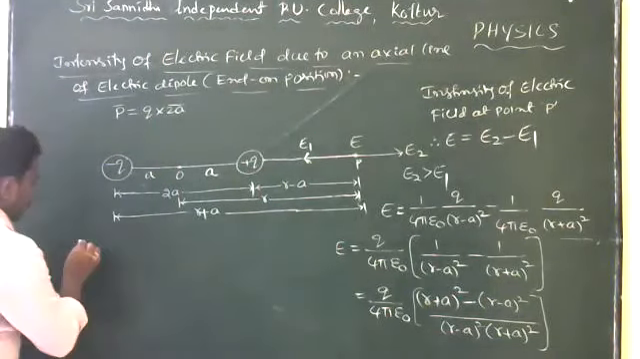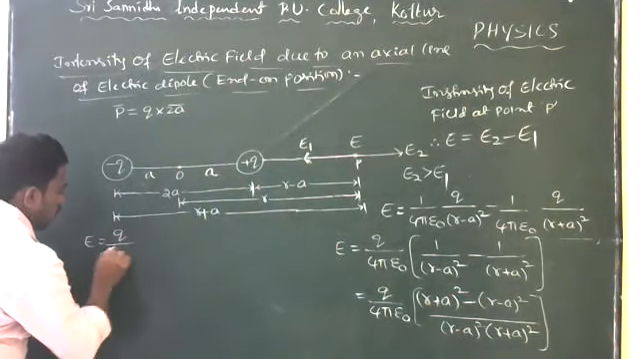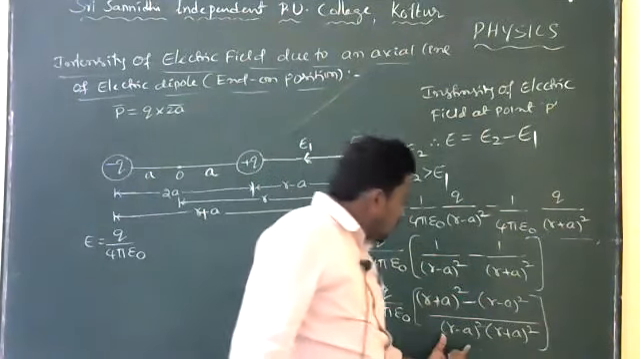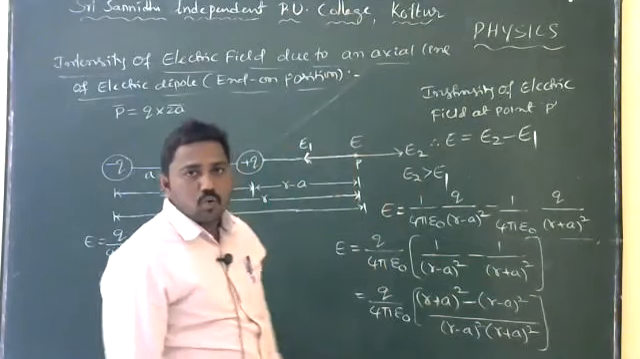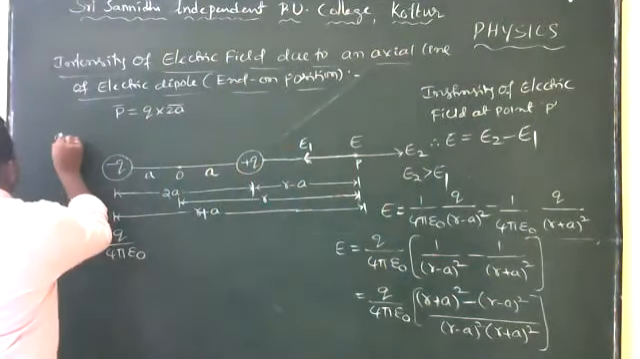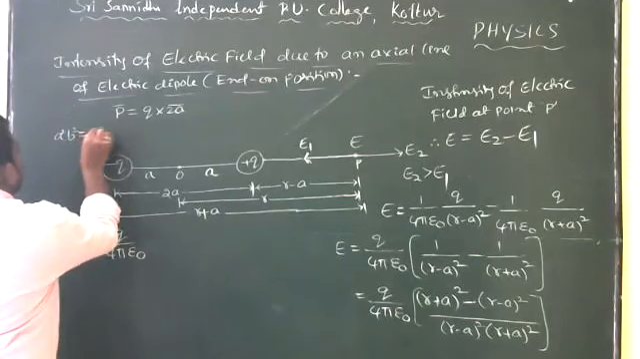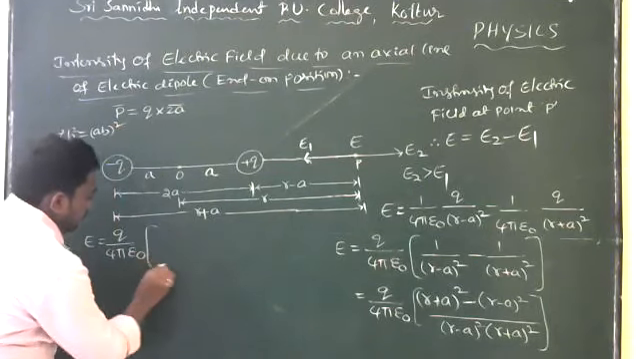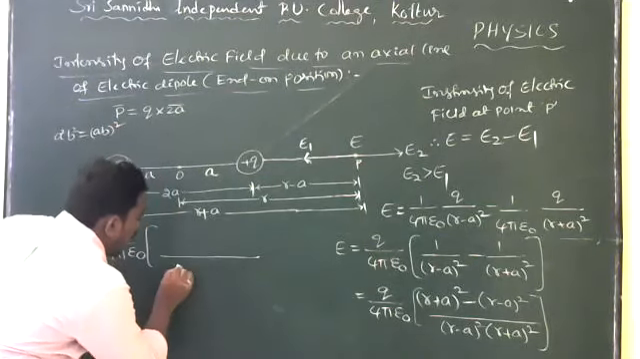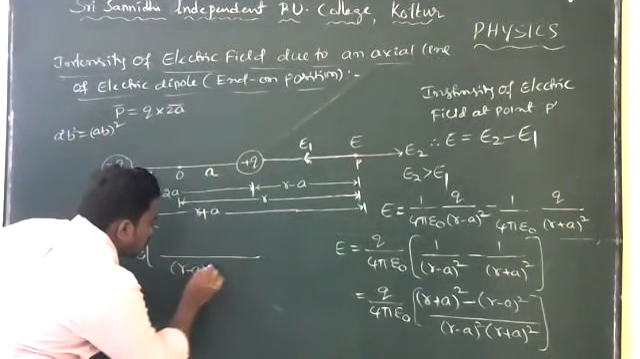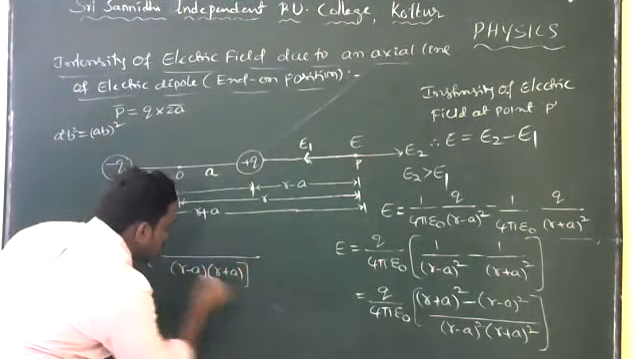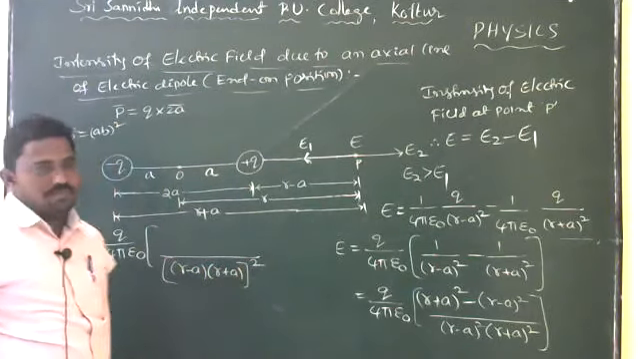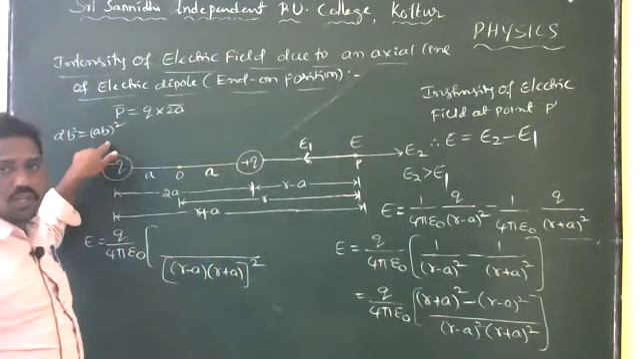So E is equal to Q by 4 pi epsilon naught. Here A square B square means AB whole square. So A square B square is equal to AB whole square. Now the denominator is R minus A into R plus A, whole square. So A square B square is AB whole square.